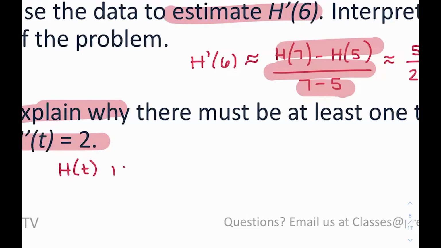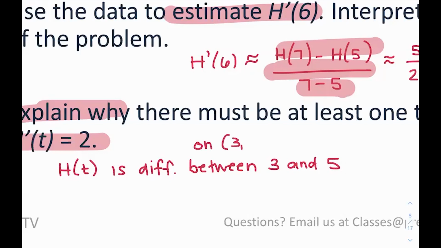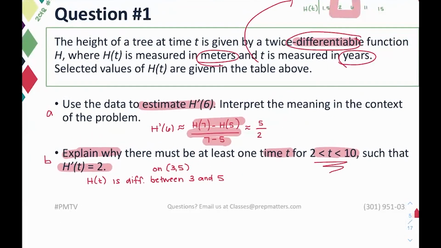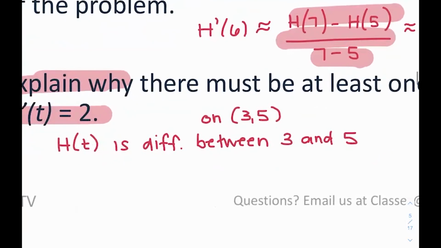So h of t is differentiable. I'm going to slightly abbreviate this one here. Is differentiable between 3 and 5. And you can write this a lot of different ways. We can say h of t is differentiable on the interval 3, 5. We can say between 3 and 5. We can use this kind of notation that the question already used. Not picky necessarily on that.